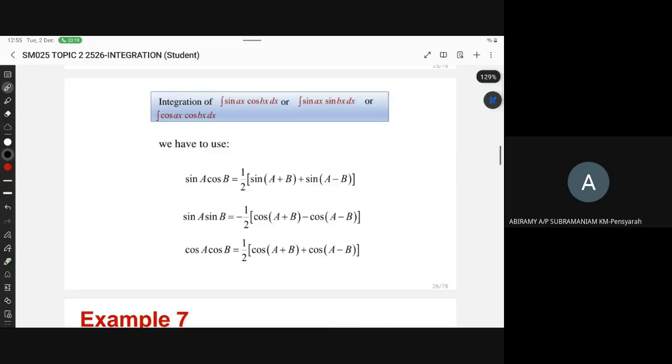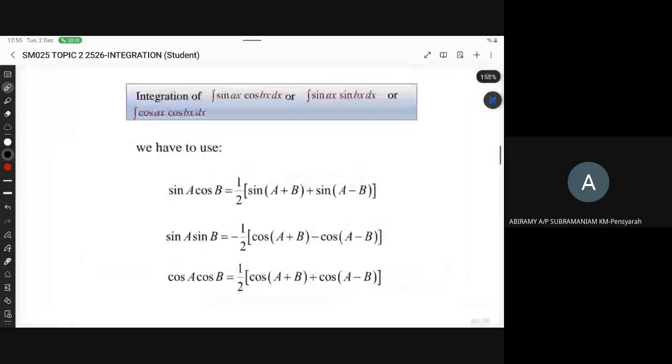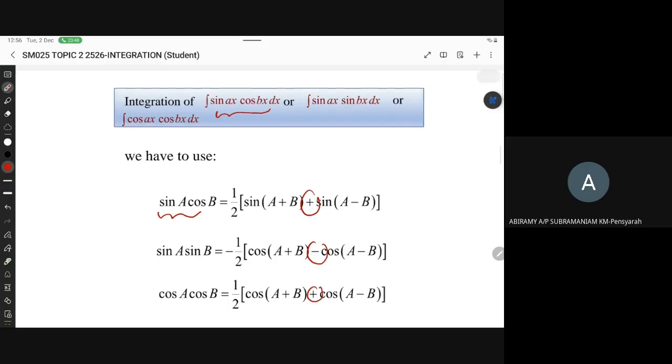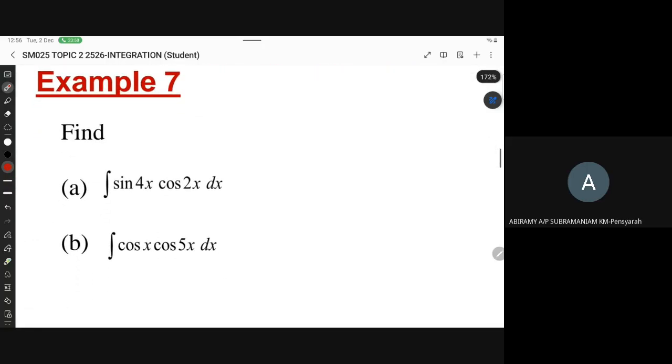Okay, next we are going to look at what to do if we are given the integration of a trigonometry function in the form of multiplication. We know that we can't separate this and integrate term by term for multiplication. So we are going to use the factor formula. We are going to change multiplication into addition or subtraction so that we are able to separate and integrate them. Okay, now let's look at example 7.